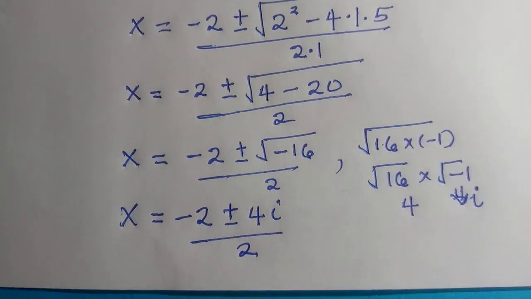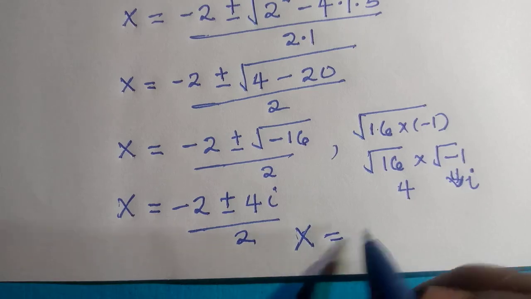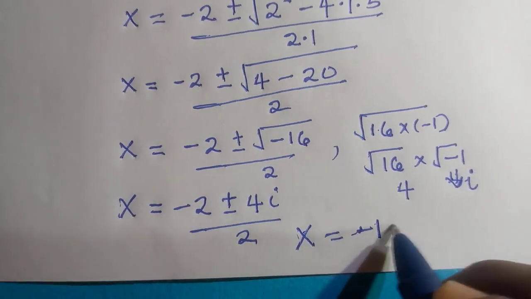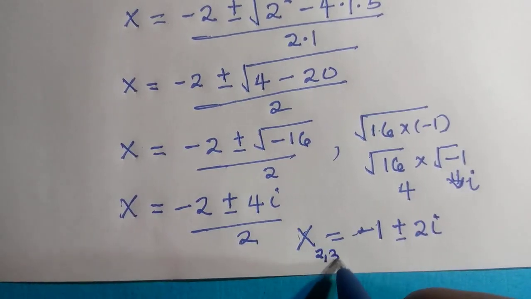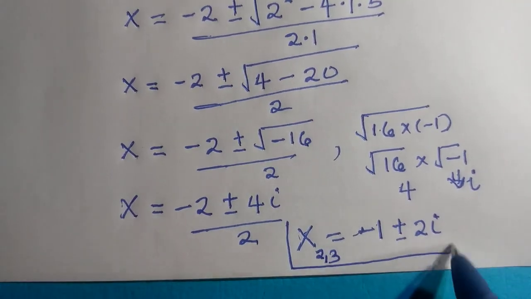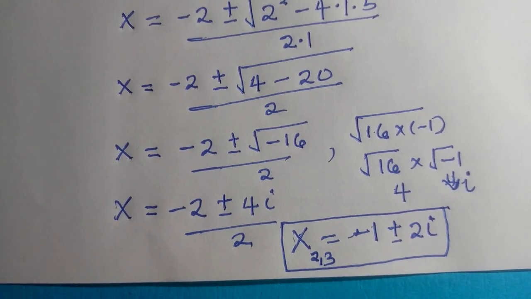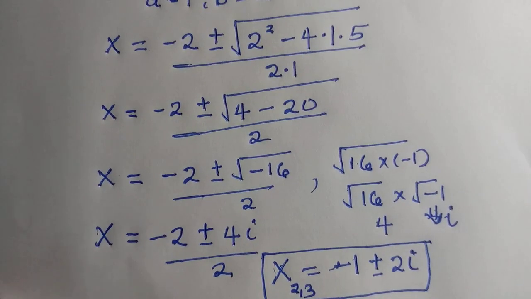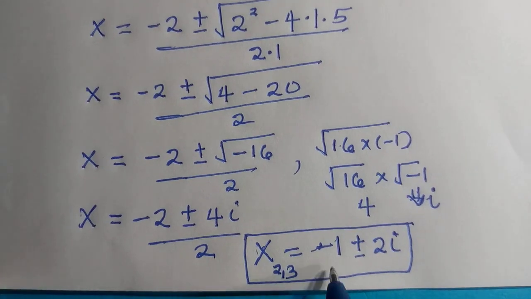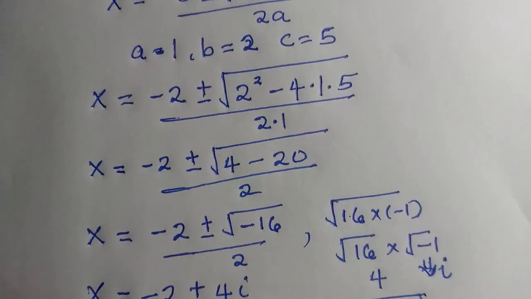When we factor out 2 here, we have the value of x equals minus 1 plus or minus 2i. And we have these as x2 and x3, the two other solutions to this problem. If we verify at x equals 2 and at x equals minus 1 plus or minus 2i, I believe all of them satisfy this, for both the complex and real solutions.